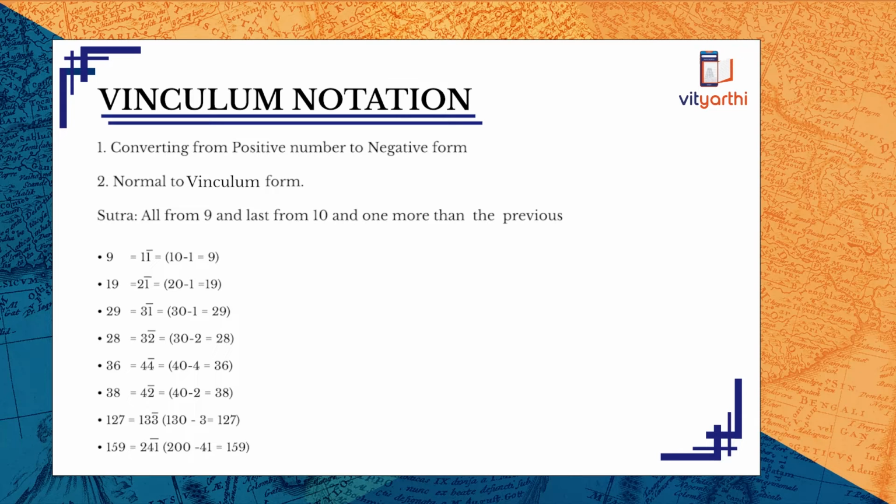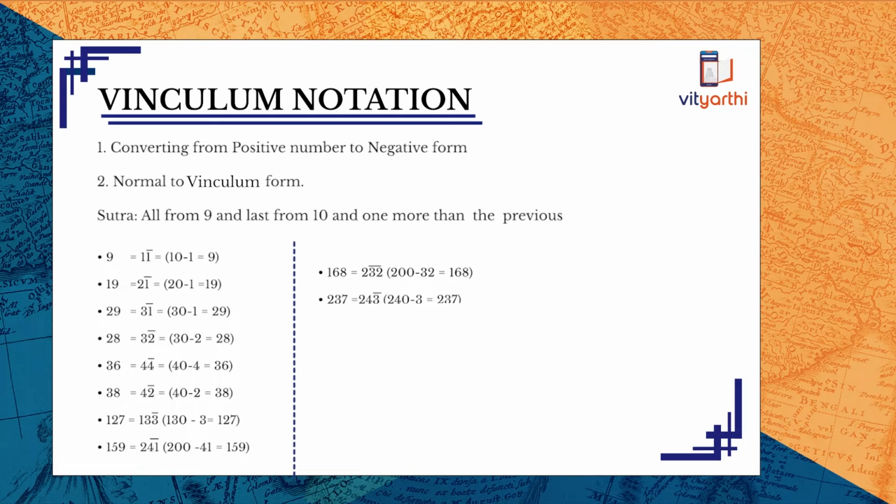159 is 2 bar 41. That is 200 minus 41. This equals 159. 168 is 2 bar 32. That is 200 minus 32 is 168. At the end, 237 can be written as 24 bar 3. That is 240 minus 3 is 237.